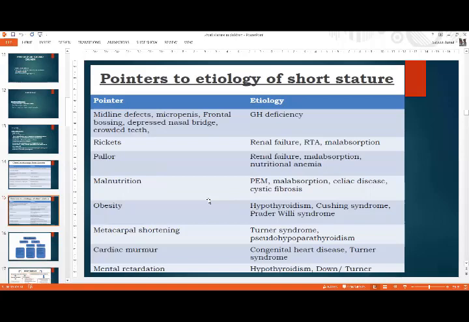If there is pallor, then there will be most likely renal failure, malabsorption, nutritional illness. Malnutrition like prenatal malnutrition, malabsorption, celiac disease, cystic fibrosis, obesity leading to hypothyroidism, Cushing syndrome, Prader-Willi, short metacarpal, Turner syndrome, pseudohypoparathyroidism, cardiac murmurs in case of congenital heart disease or Turner syndrome, mental retardation, hypothyroidism, Down syndrome, Turner syndrome.